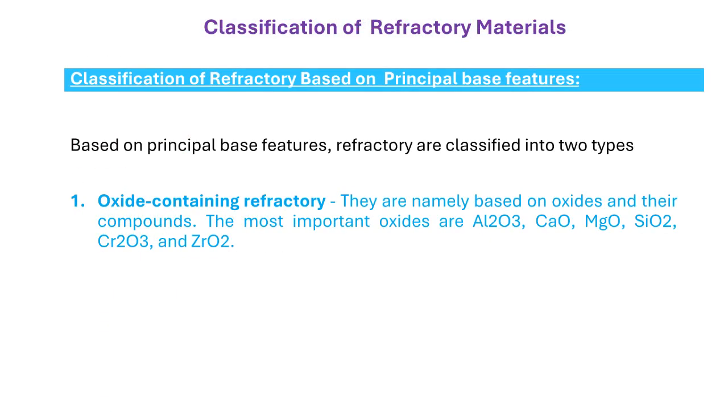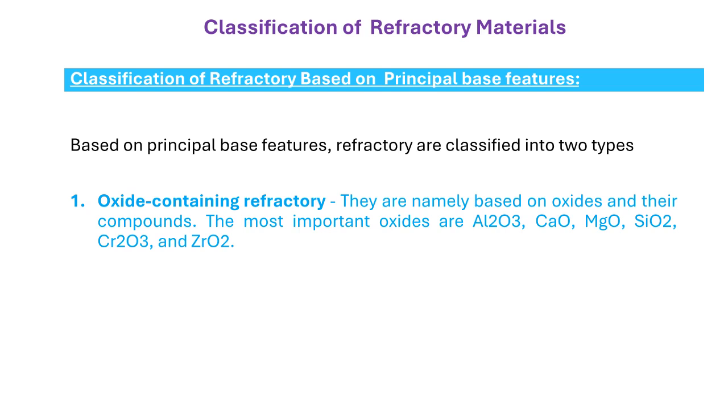Refractories can also be classified based on their principal base features. In other words, the fundamental chemical nature of the material. Broadly, there are two main categories. The first is oxide-containing refractories. These are based on oxides and their compounds, and they form the backbone of most traditional refractory materials.